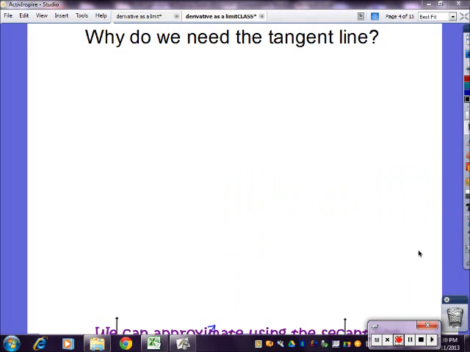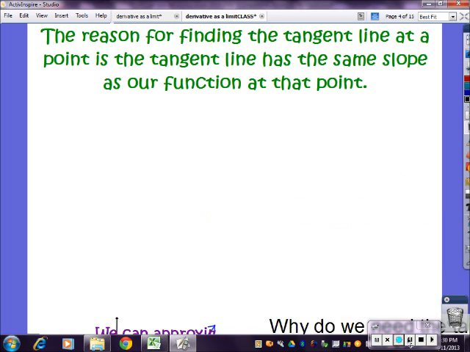Hello, this is Ms. Chambers, and I am going to attempt to answer the question, why do we need the tangent line? Why is it so important? As a straightforward answer, the reason for finding the tangent line at a point is that the tangent line has the same slope as our function at that point.